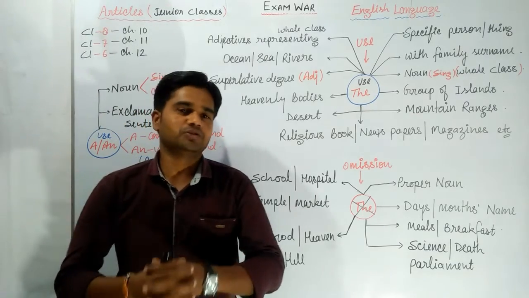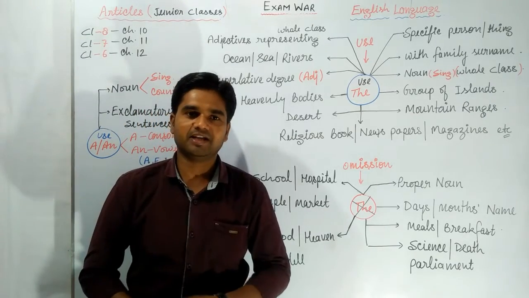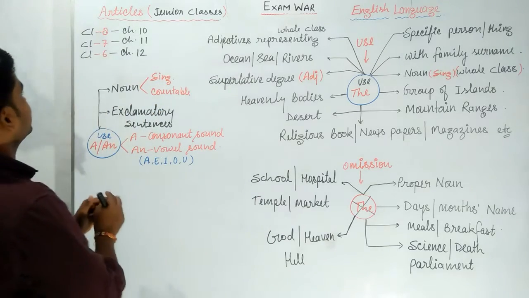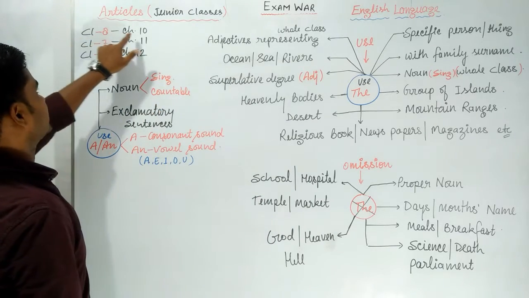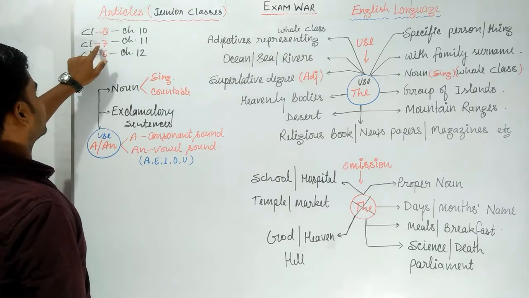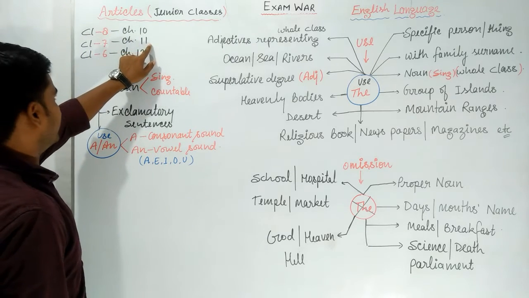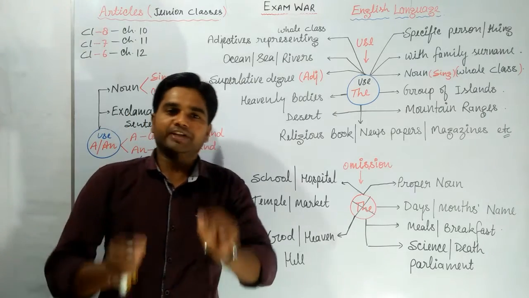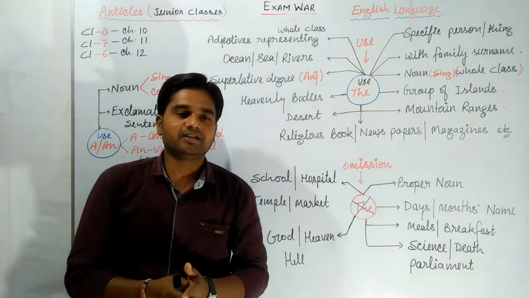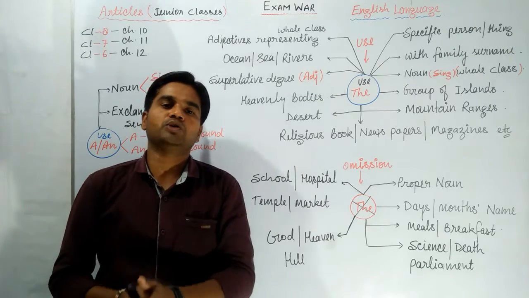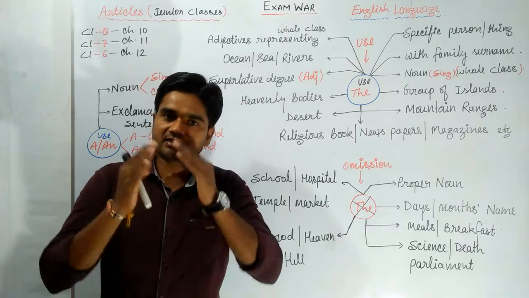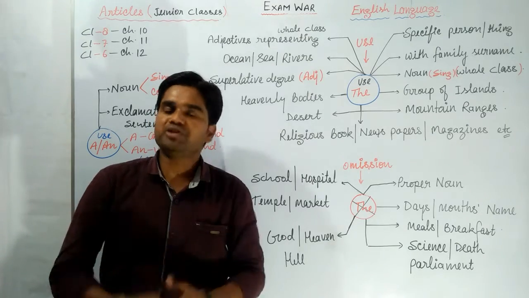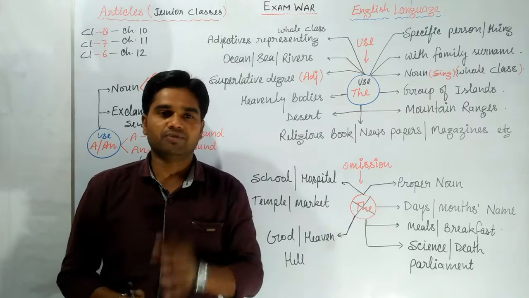Today we are going to discuss the chapter articles in English language, and that is for junior classes. It is in class 8 in chapter 10, in class 7 in chapter 11, and in class 6 in chapter 12. So dear students, to get the articles clearly you must watch this video completely. Let's start and discuss the uses and omissions of articles one by one.